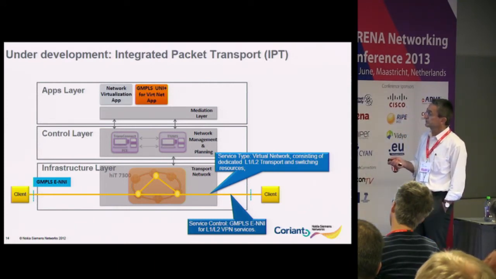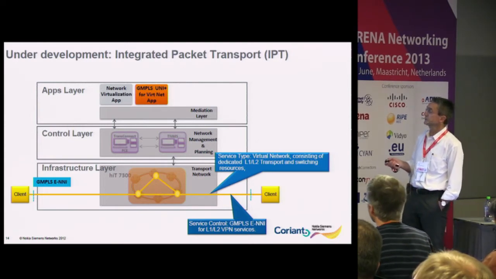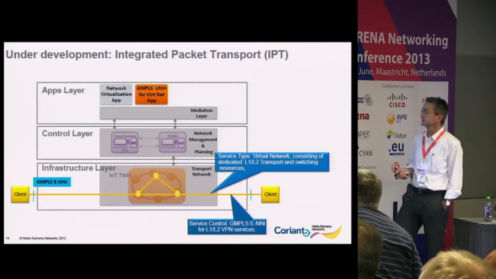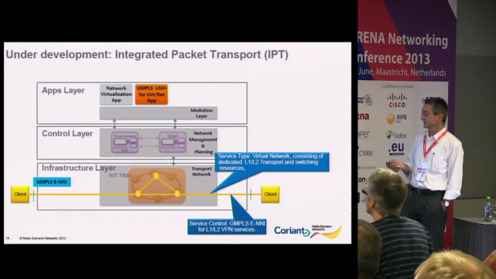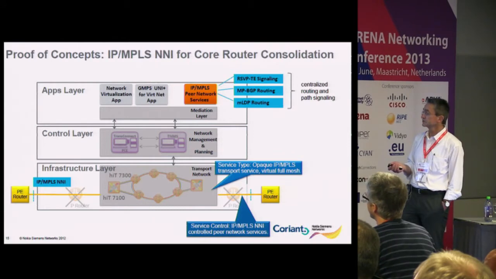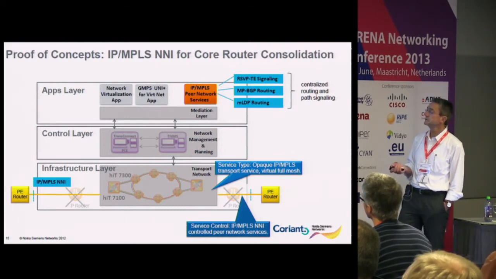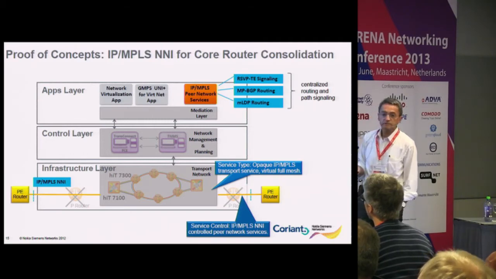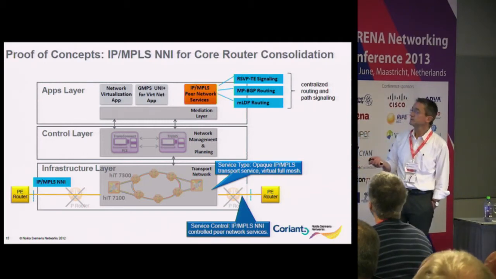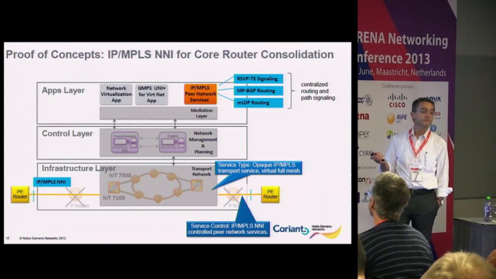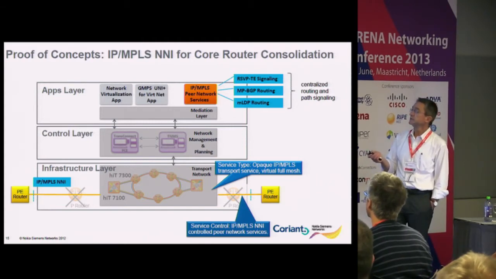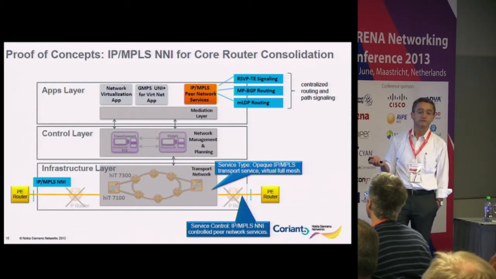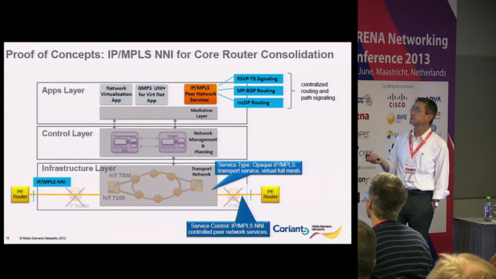Service type here would also, of course, be a virtual network consisting of dedicated layer 1, layer 2 transport and switching resources. So this is still the standard application, and now you just have to go one step further and say, okay, now I do the same thing for the router with IP-MPLS NNI, and then you need to have the IP-MPLS functionality also in the SDN controller. Of course, it's not easy, but it's possible.